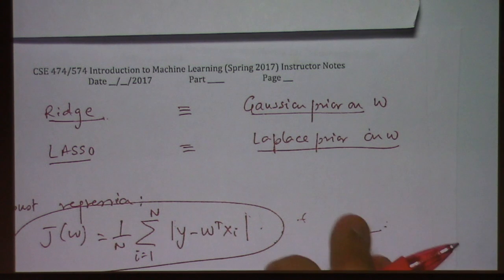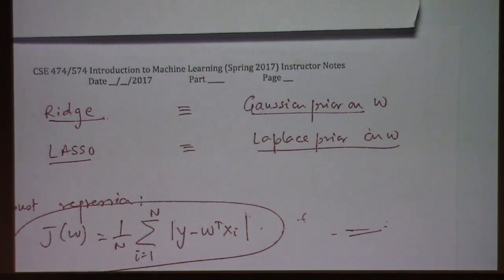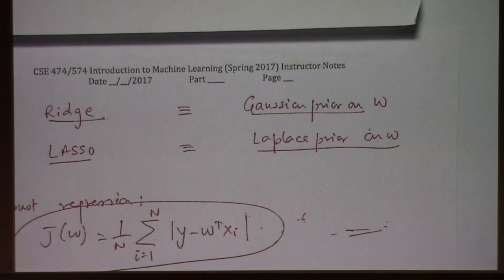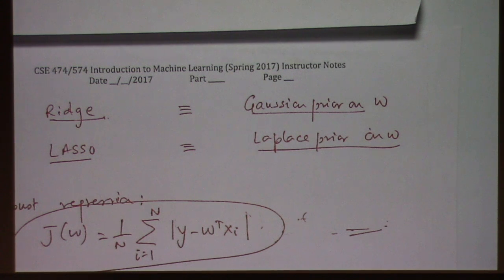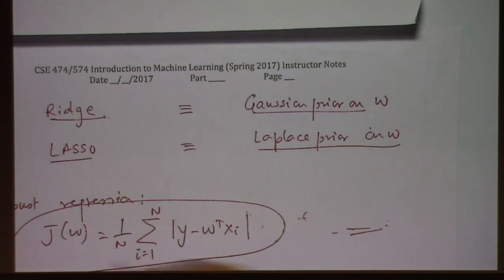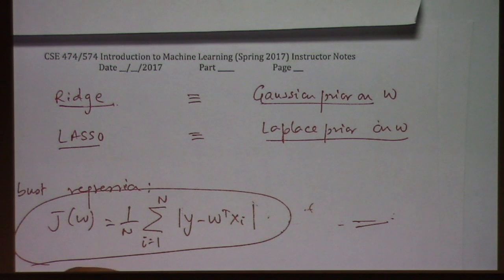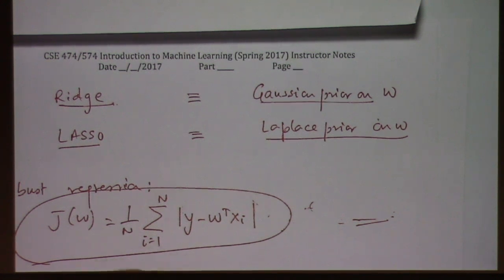So this robust regression should be related to least squares regression. In least squares regression, we use a Gaussian, a squared loss. In robust, we use a mean absolute deviation, so an absolute loss. You could also relate it in a probabilistic sense.